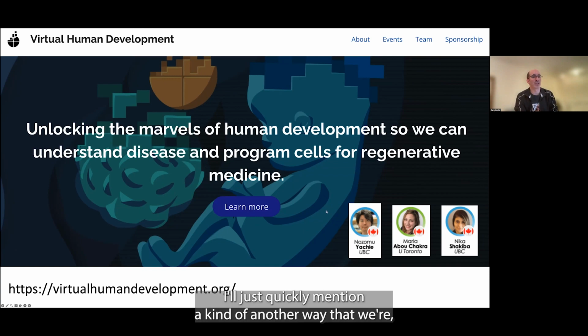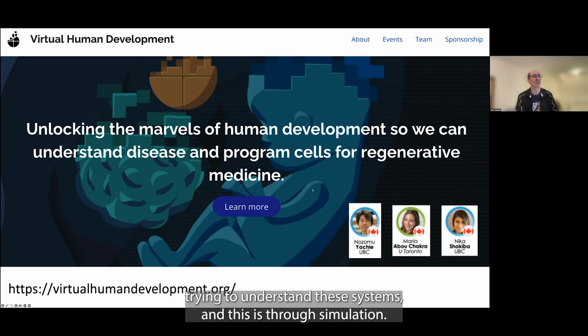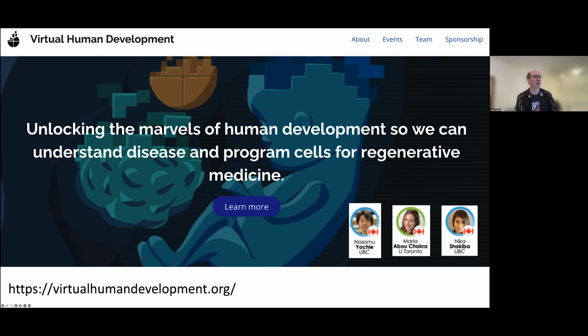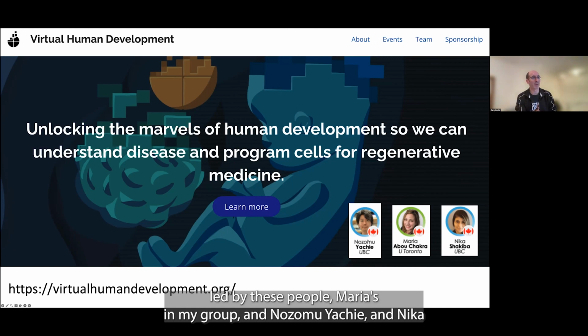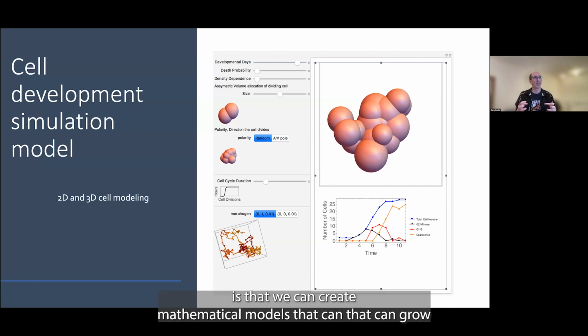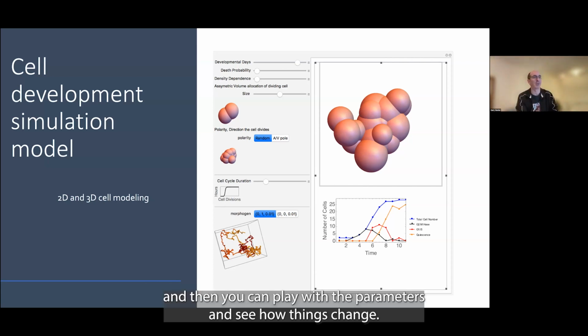I'll just quickly mention another way that people in the field are approaching trying to understand these systems, and this is through simulation. There's a project called the Virtual Human Development Project, led by these people. Maria's in my group, and Nozomu Yachi and Nika Shakiba are at UBC, in the bioengineering department there. The idea of this project is that we can create mathematical models that can grow cellular systems in silico, and then you can play with the parameters and see how things change.